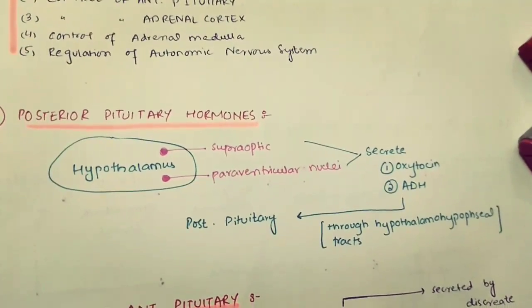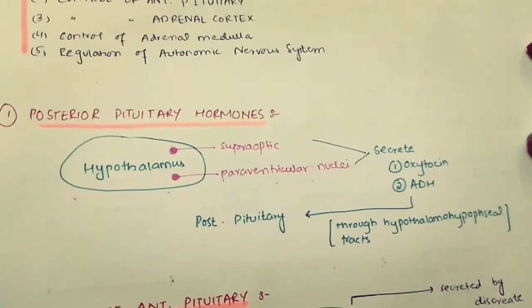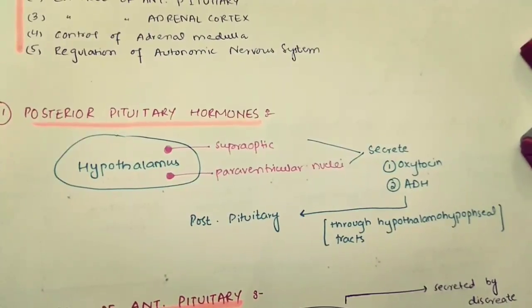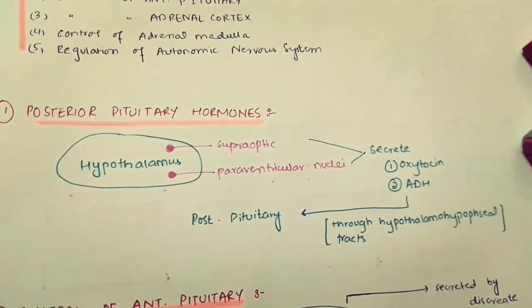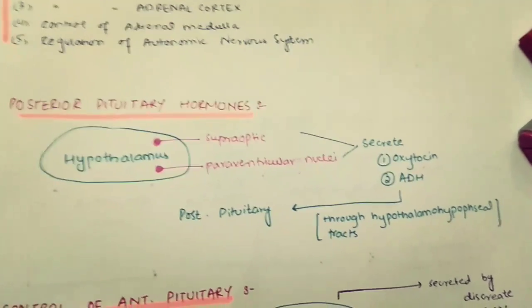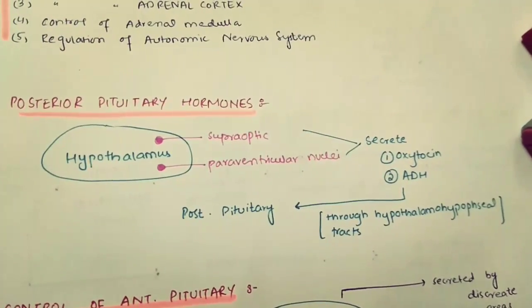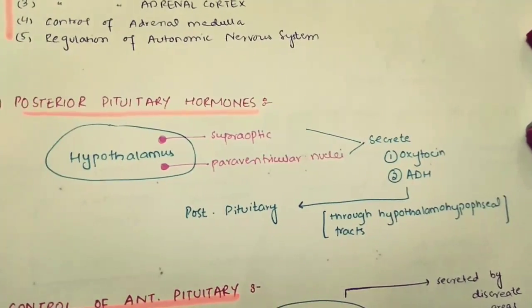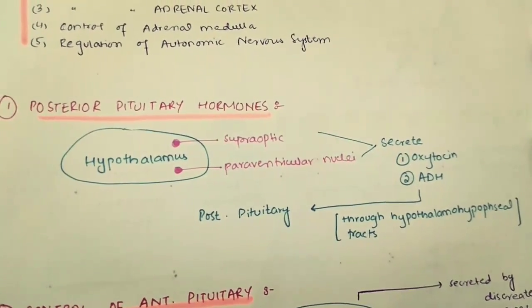The hypothalamus has two nuclei for this purpose, the supraoptic and the paraventricular nuclei. These secrete oxytocin and ADH, which go to the posterior pituitary through the hypothalamo-hypophyseal tracts.